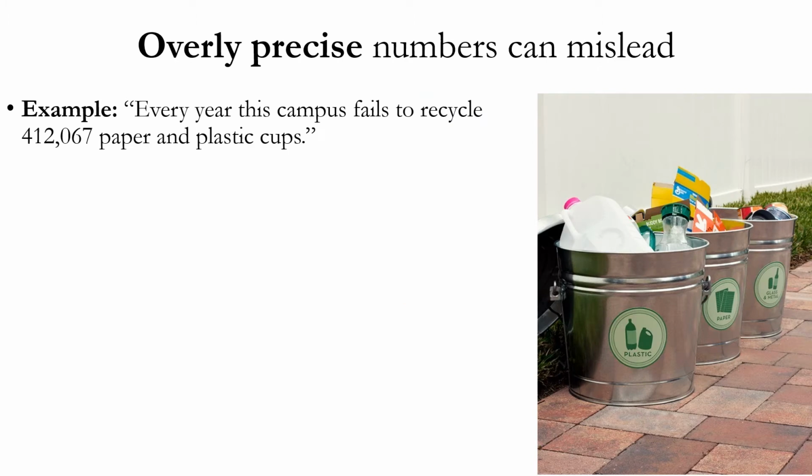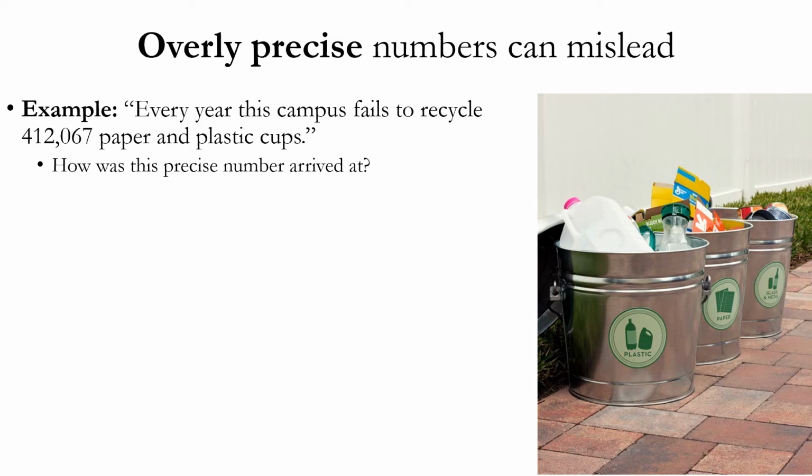Another factor to consider is that sometimes overly precise numbers can be misleading or problematic. Here's an example. Every year, this campus fails to recycle 412,067 paper and plastic cups. If you got a number like this, you should be a bit suspicious immediately.